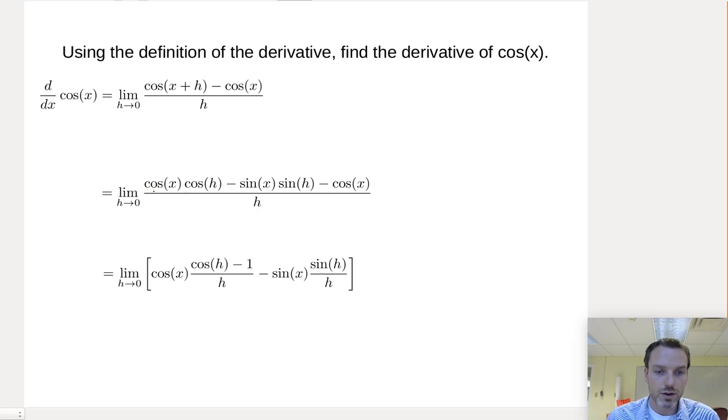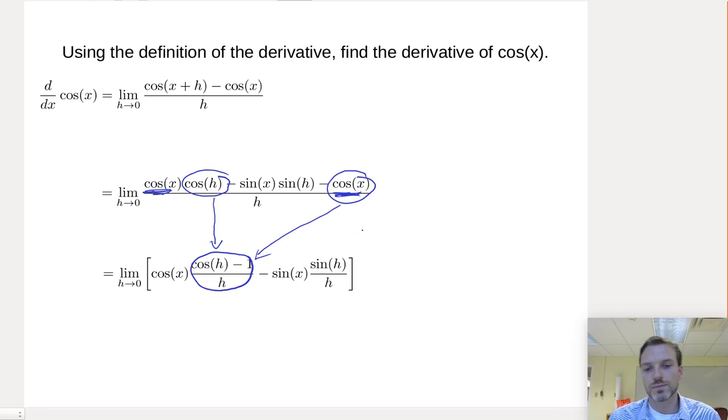Okay. Next, I'm going to take out this common cosine term and rewrite all the terms with cosine like this. The reason being is I can evaluate this limit, which I'll do in a moment. Now I'll also take out this negative sign and rewrite this sine of h over h like this. Okay, now to evaluate this, you can refer to equation 15.2 in the notes.